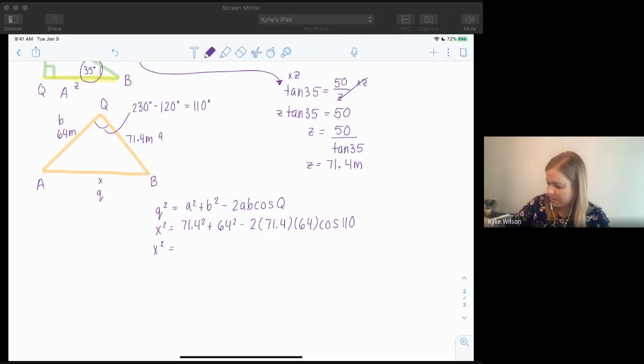I'm just going to simplify my 71.4 squared, which is 5097.96. And do the same with the 64 squared. And then I'm going to multiply 2 times 71.4 times 64 times cosine 110.